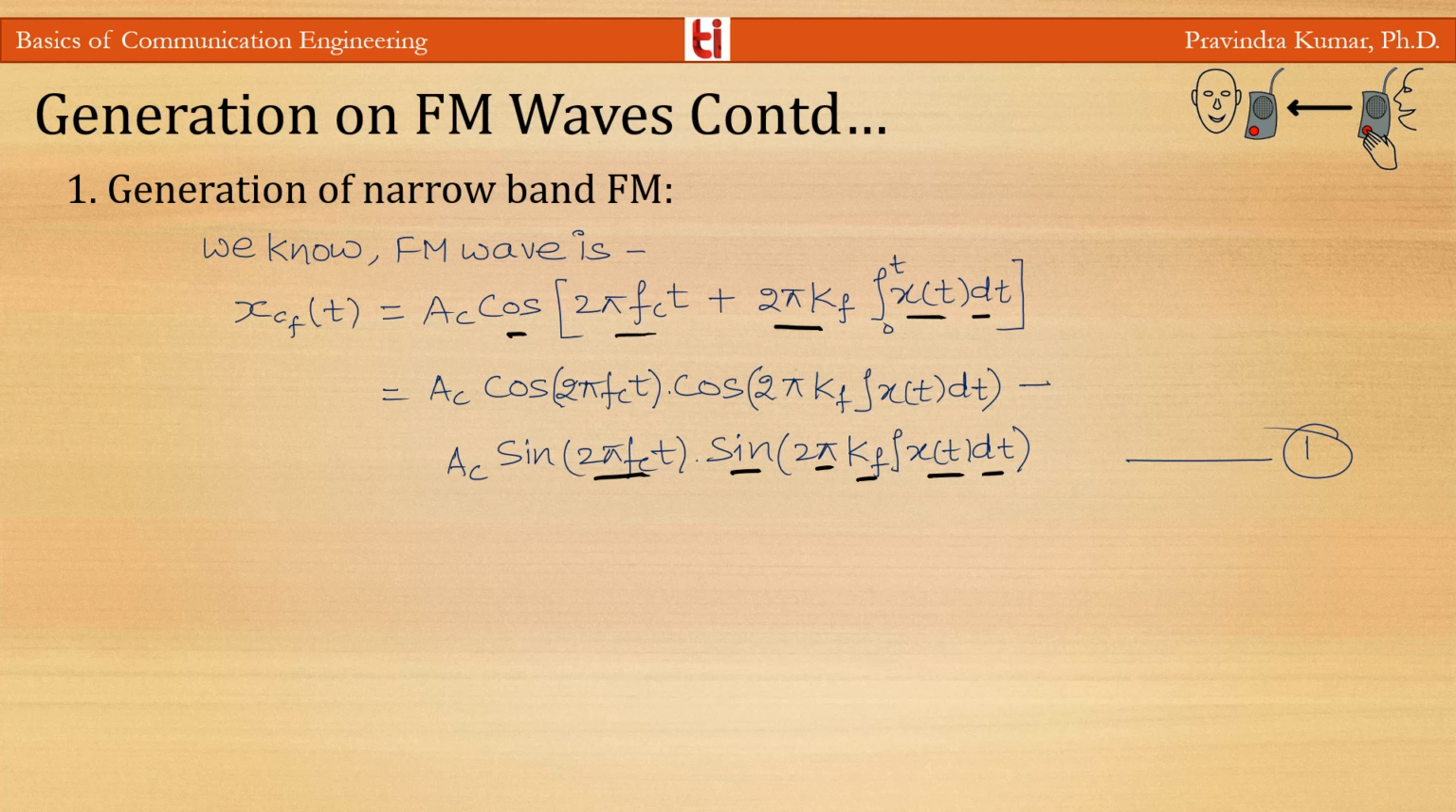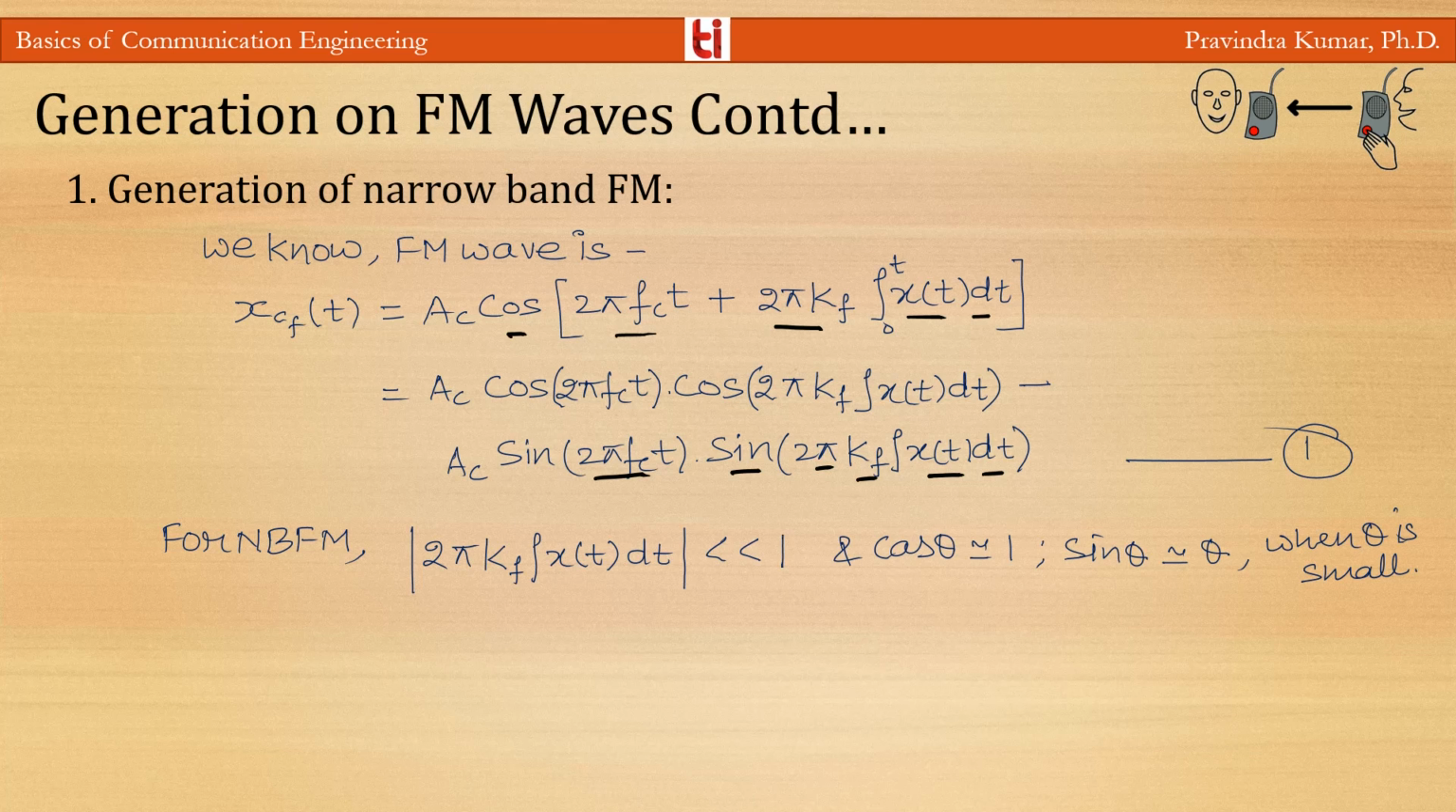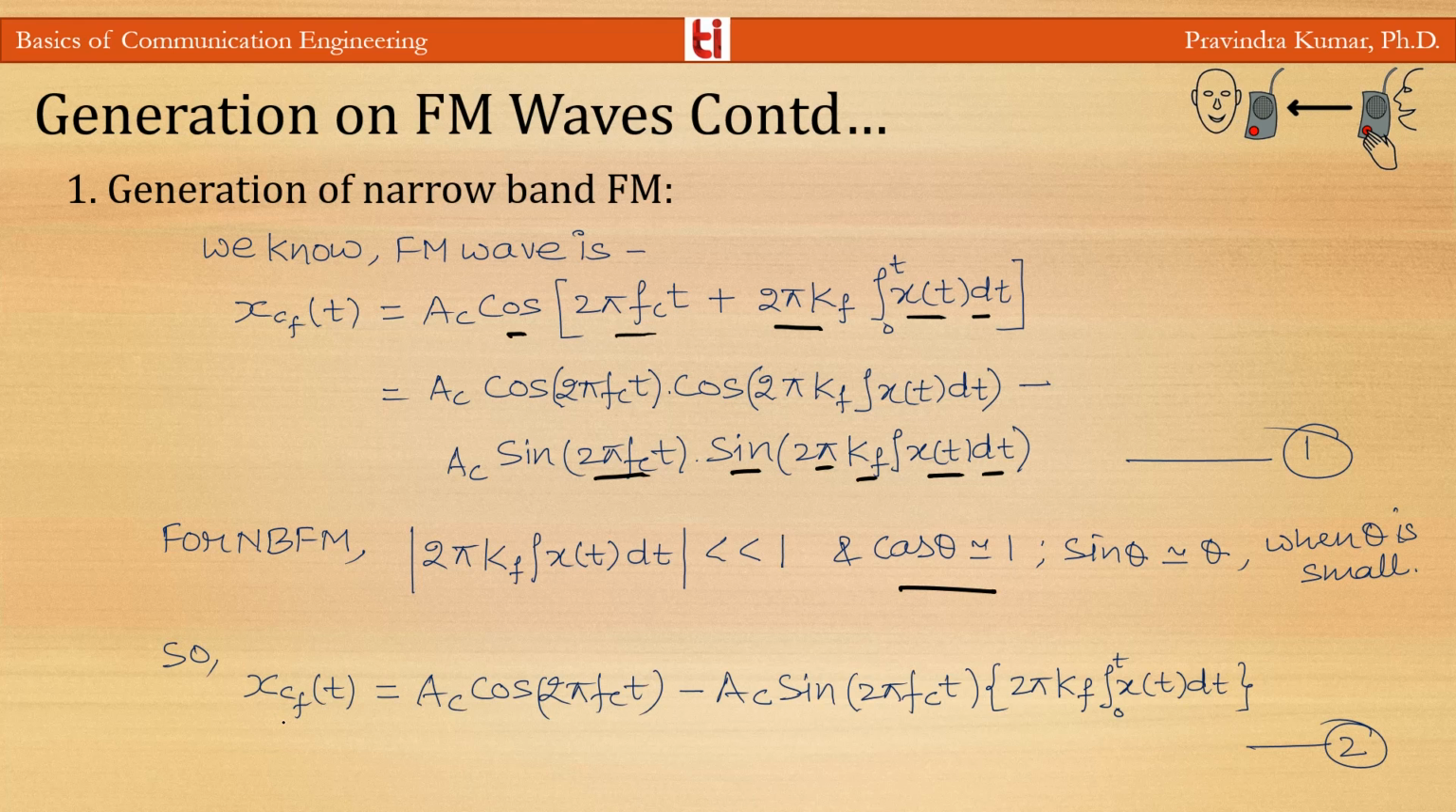For narrowband FM, the magnitude of 2π kf ∫x(t)dt is very much less than 1. So cos θ(t) will be equal to 1 and sin θ is equal to θ when θ is very small. The equation can then be written as s(t) = Ac cos 2π fc t minus Ac sin 2π fc t into 2π kf ∫x(t)dt.